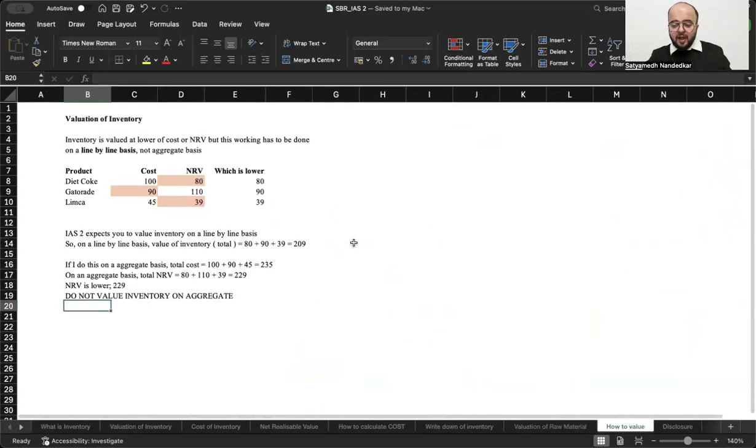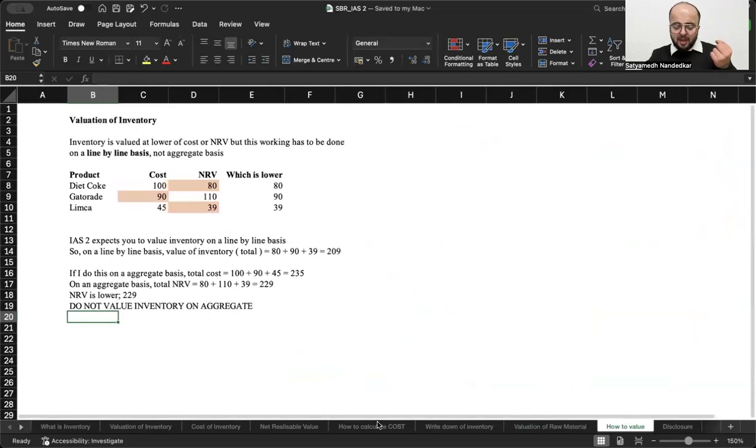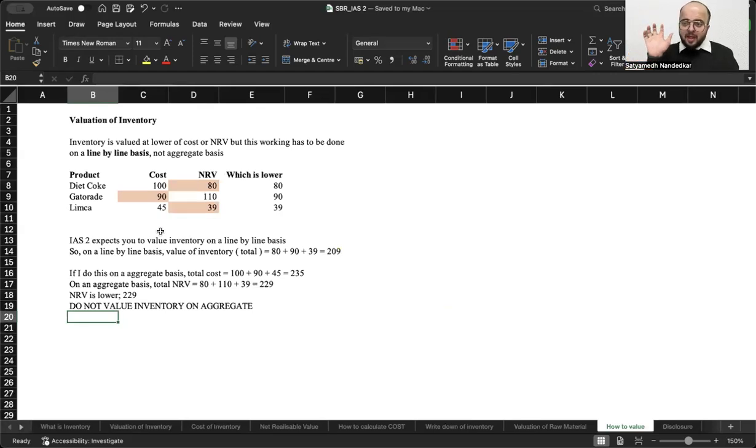And in case of valuation of inventory, there is one aspect that you should be mindful of, and that is inventory is valued at cost or NRV, whichever is lower, but this working has to be done on a line by line basis, not on an aggregate basis. So there is a Diet Coke, there is Gatorade, and there is Limca. Diet Coke cost 100, NRV 80, Gatorade cost 90, NRV 110, Limca cost 45, NRV 39.